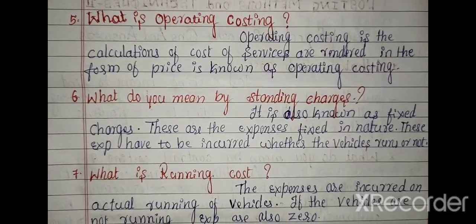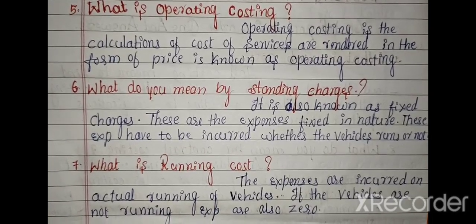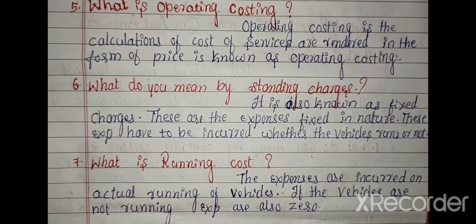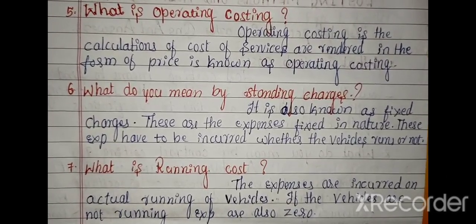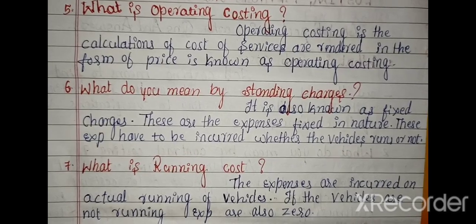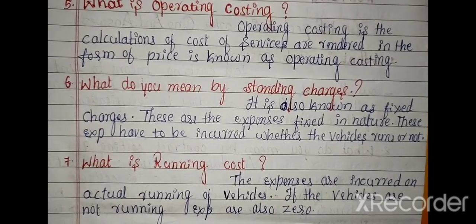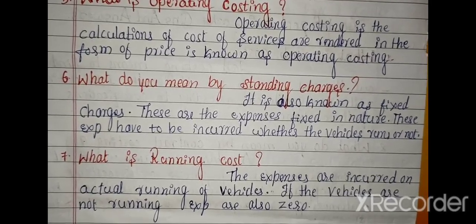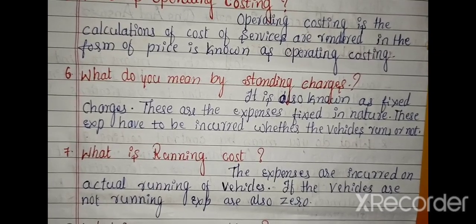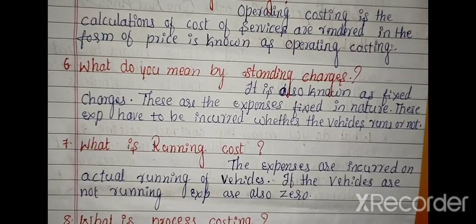What is operating costing? This question is asked by RCB many times. I think this question will be sure. Operating costing is the calculation of the cost of service rendered, in the form of price, and is known as operating costing.